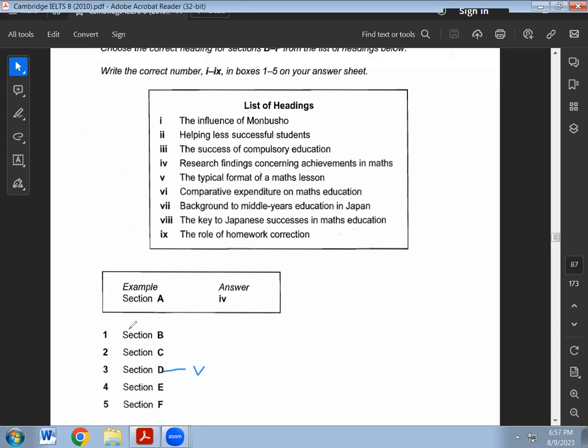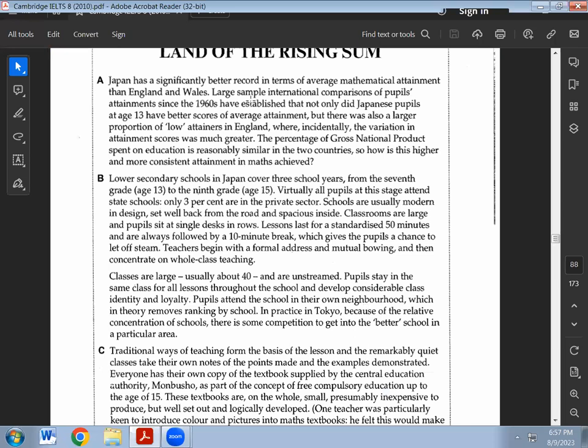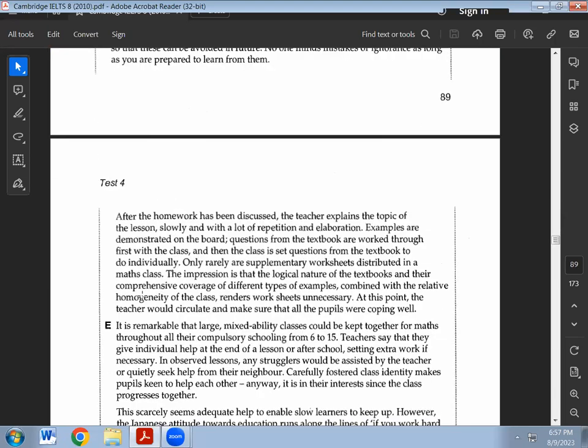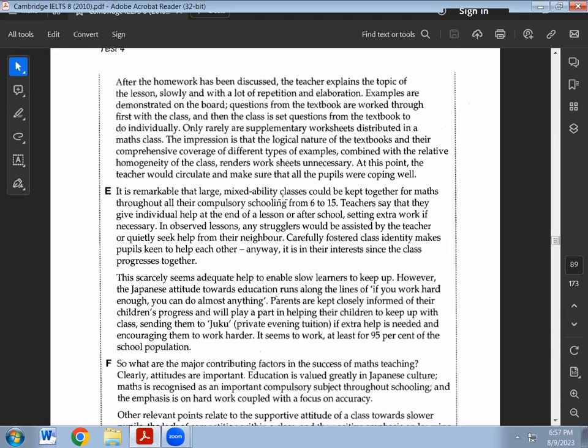So let's go to section F now. You can see that I'm not wasting my time reading everything. It was a very long passage, but I decided from the first sentence itself. Okay, let's go to E and read only the first.